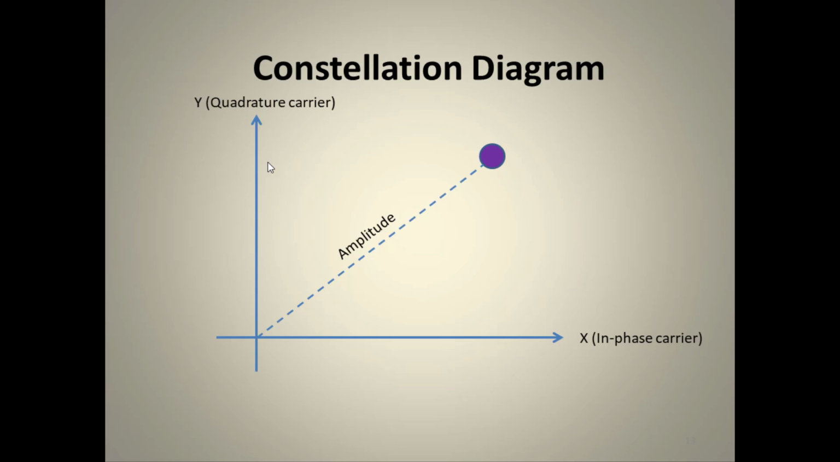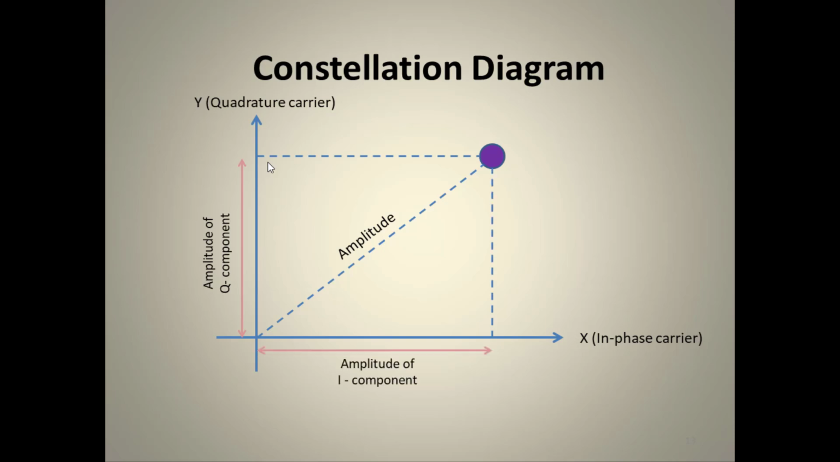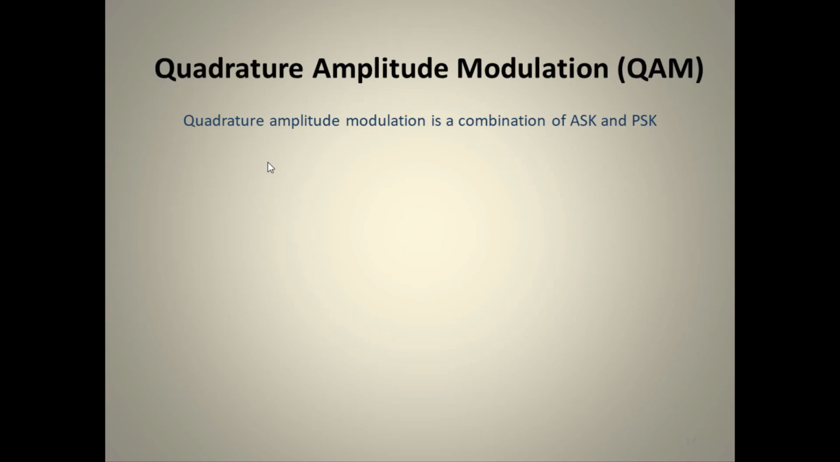This is the amplitude, and this has 2 components. One is the y component, which is the amplitude of the Q component, and the x is the amplitude of the I, that is the in-phase component, and here it gives the phase. In this case, if we measure this angle, it becomes 45 degrees. So this is the use.